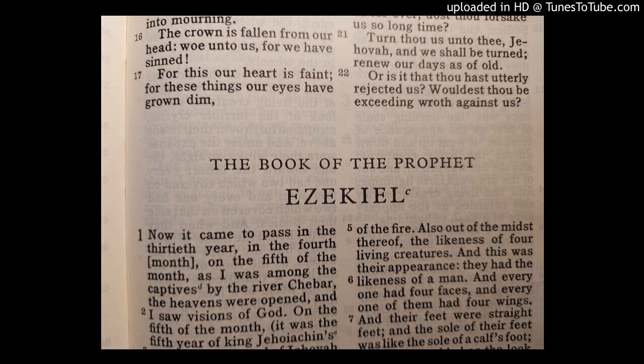Verse 22. The altar was of wood, 3 cubits high, and its length 2 cubits, and its corners and its length and its walls were of wood. And he said unto me, This is the table which is before Jehovah.